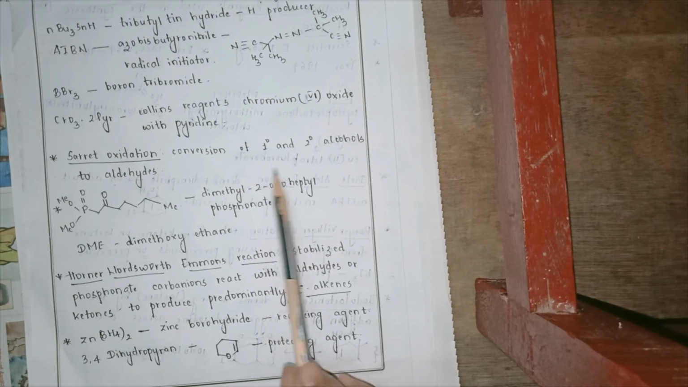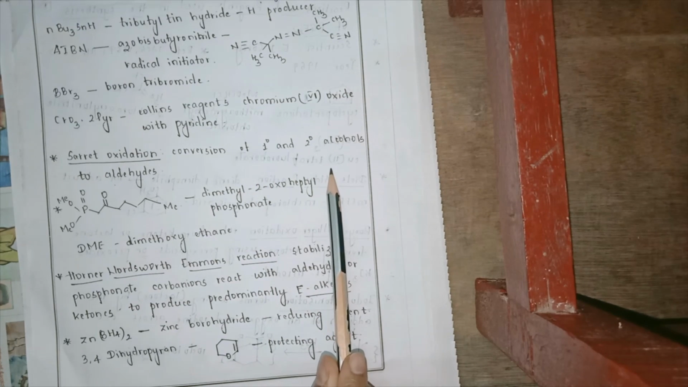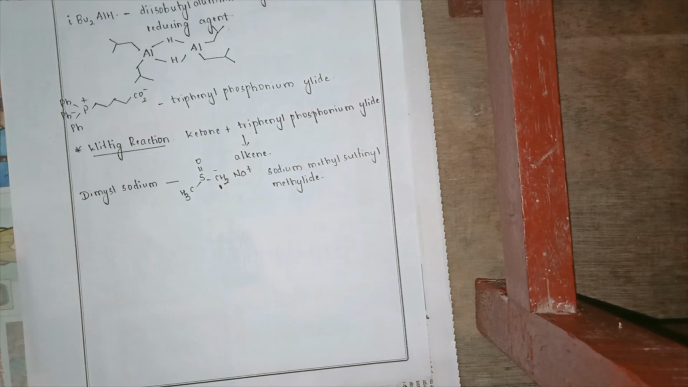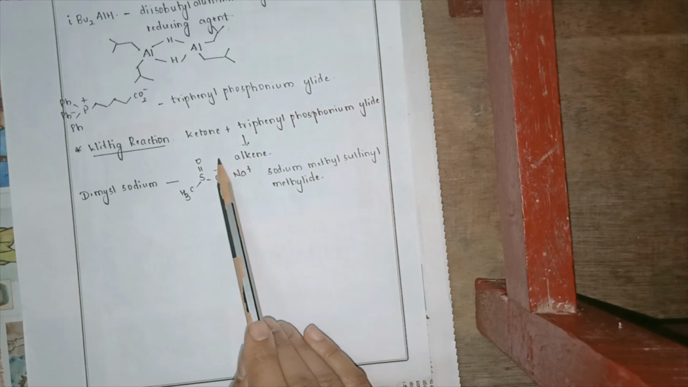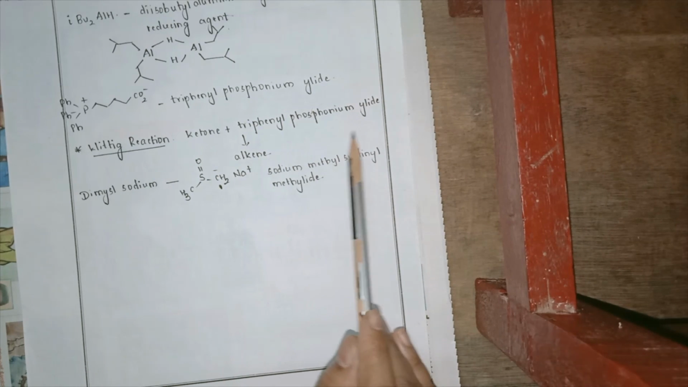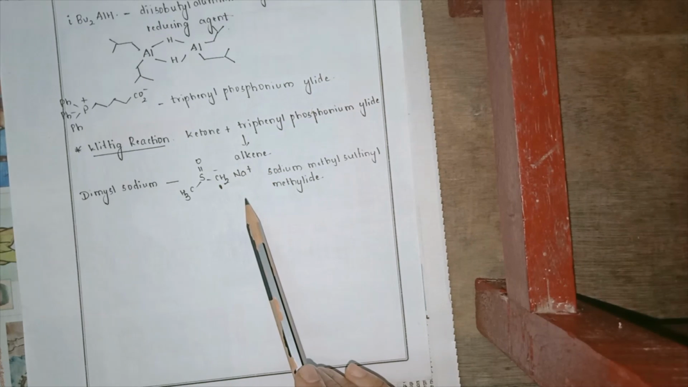A Sarett oxidation, where primary or secondary alcohols will give us aldehydes. Horner-Wadsworth-Emmons reaction, where stabilized phosphonate carbanions react with aldehydes or ketones to give E-alkenes. And finally, the Wittig reaction, where a ketone and triphenyl phosphonium ylide will give an alkene. So these are the few named reactions which are utilized in the synthesis of PGF2 alpha.